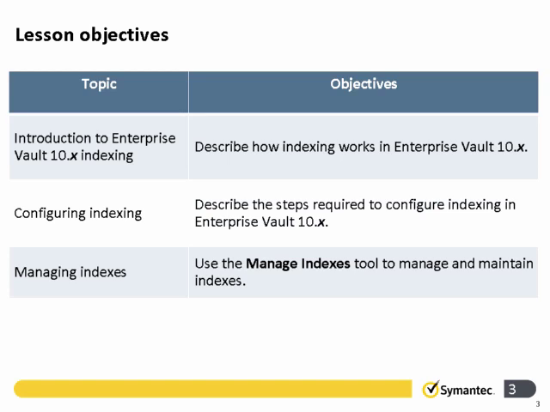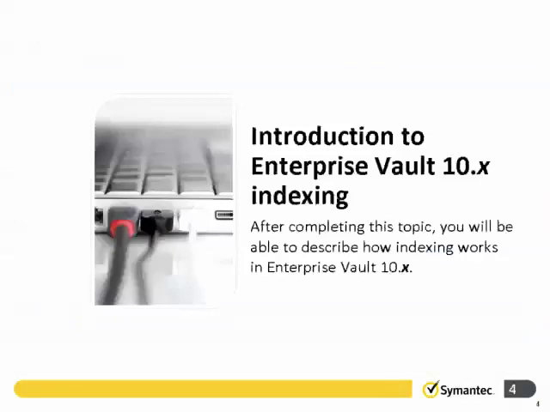So our topics include an introduction to the Enterprise Vault 10 indexing, and this is because we've actually changed the indexing model, moving from a 32-bit indexing engine to a 64-bit indexing engine. So we'll talk about how that change is being implemented. We'll look at configuring the indexing, and then we'll talk about some tools that help us manage the indexes once we've got them set up and running.